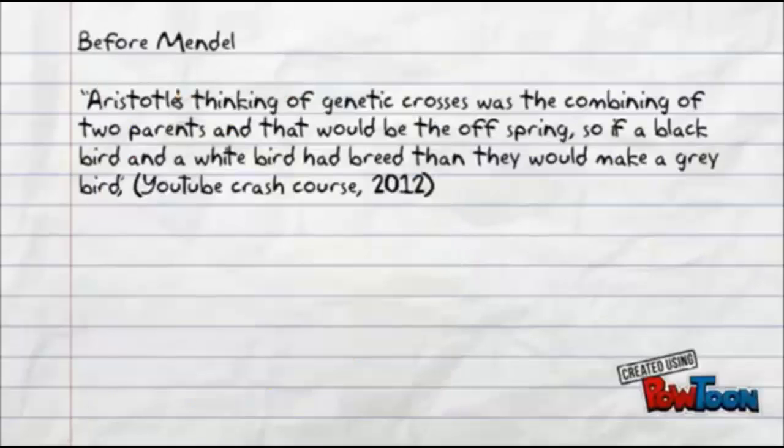Before Mendel, people were mainly thinking like Aristotle. Genetic crosses were the combining of two parents, and that would be the offspring. So if a black bird and a white bird bred, then they would make a grey bird, according to YouTube Crash Course 2012. After Mendel finished his work on pea plants, people started to make evolutionary thoughts like Punnett squares, and that is what shaped genetic crossovers.